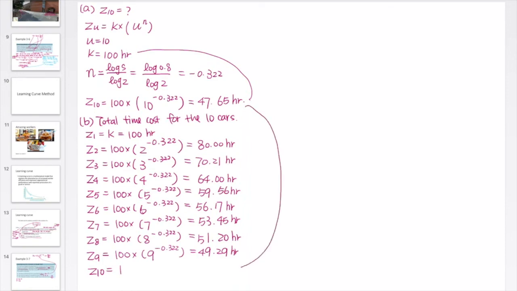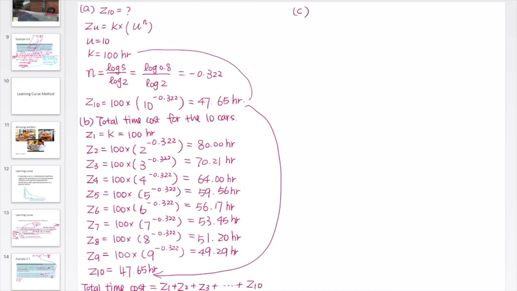Z10 is what we just calculated, so you just copy that number here, 47.65 hours. Now you have all the time costs for each single unit, and the total time cost is the sum of all of these: Z1 plus Z2 plus Z3 plus, until Z10. The total is 631.54 hours.